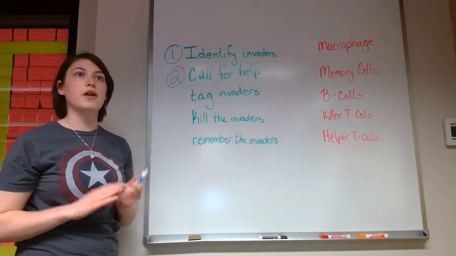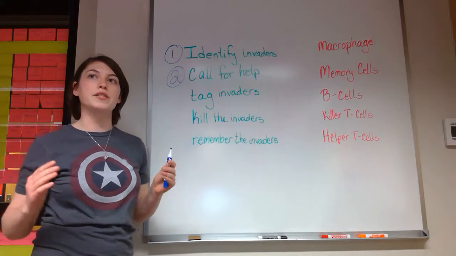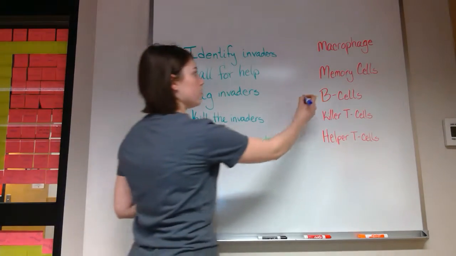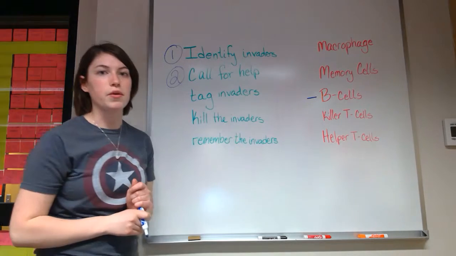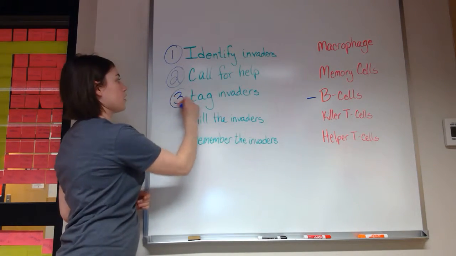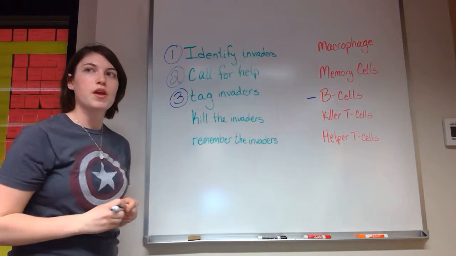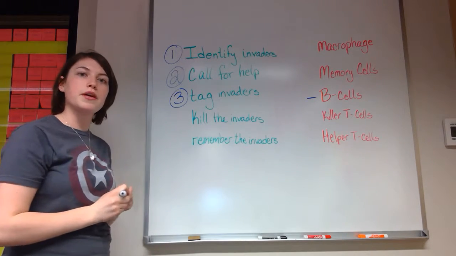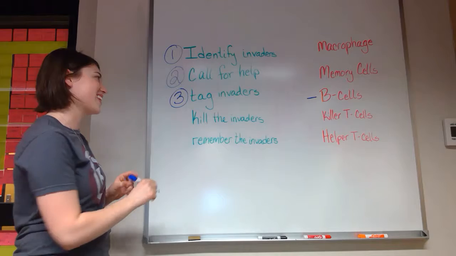Yes, it tracks them down, and once they find them, what happens? Tag them. The B cell tags them with an antibody. So tagging the invader is the third step. Can anyone tell me what the fourth step is? Killing them. Killing the invaders.